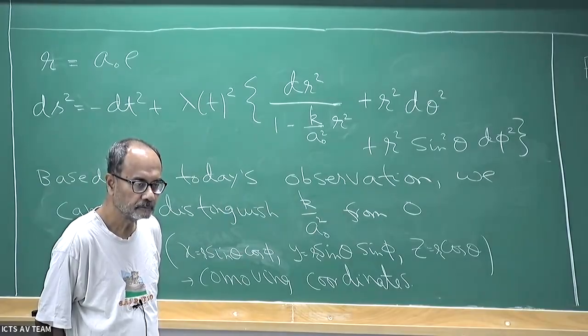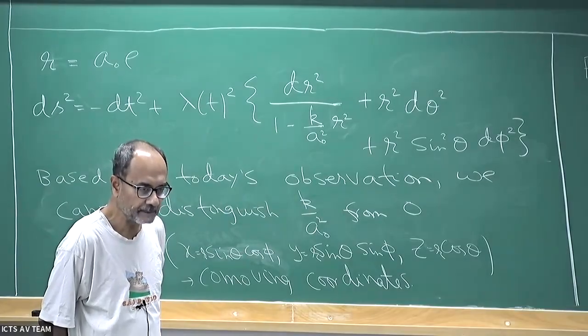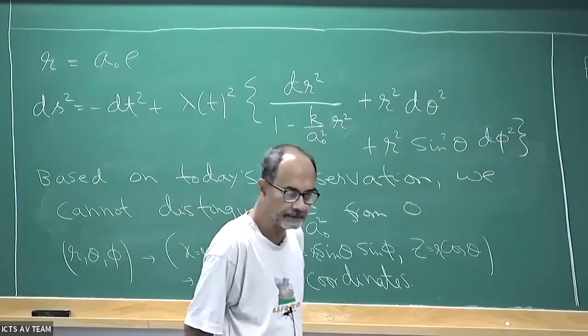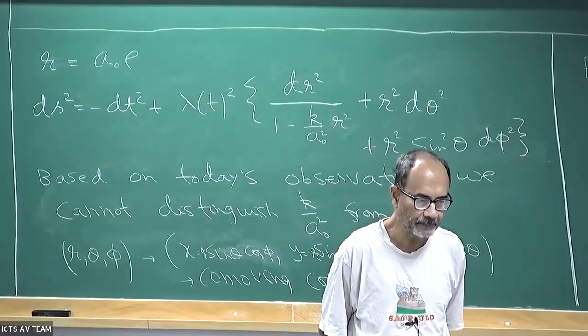And the statement is that stars are co-moving. Yes, the statement is that stars are approximately co-moving, right? Not that they are exactly co-moving, they are approximately co-moving.